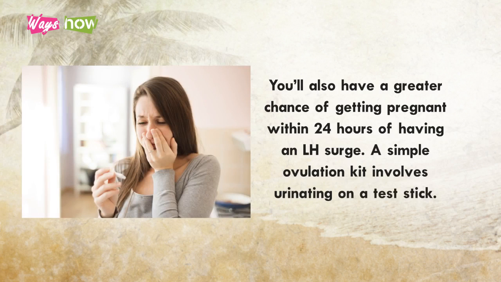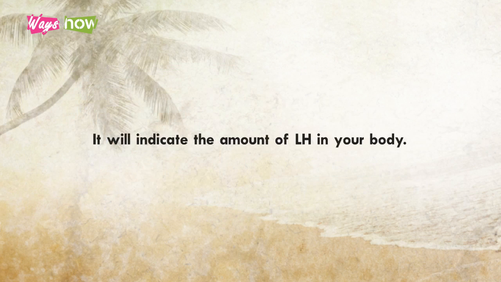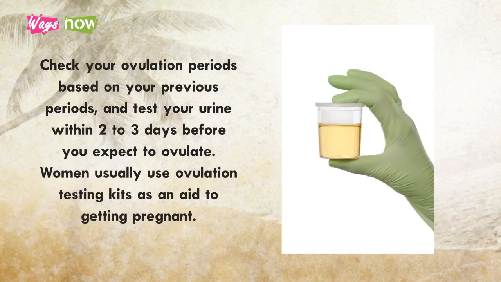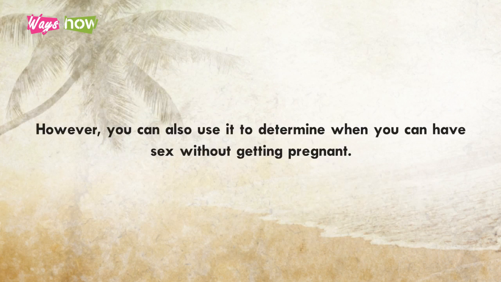A simple ovulation kit involves urinating on a test stick. It will indicate the amount of LH in your body. Check your ovulation periods based on your previous periods, and test your urine within 2 to 3 days before you expect to ovulate. Women usually use ovulation testing kits as an aid to getting pregnant. However, you can also use it to determine when you can have sex without getting pregnant.